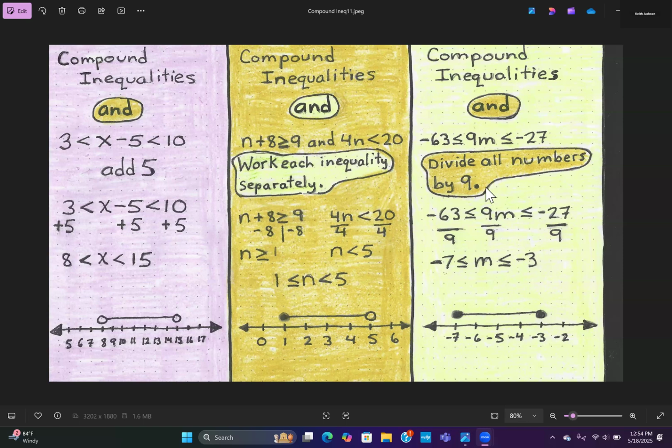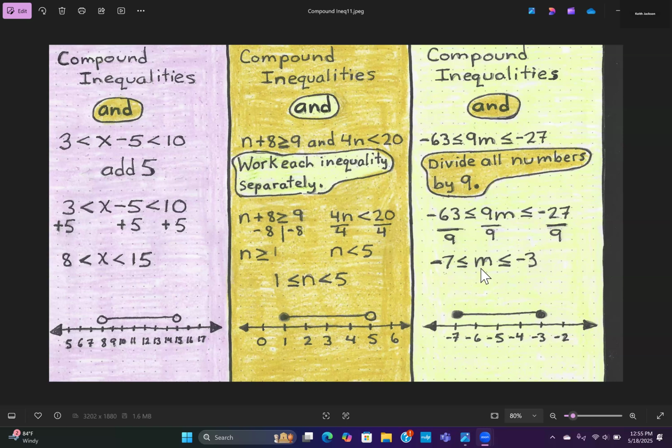In this case, we don't have to work each inequality separately, right? It would be better if we can just isolate the variable m right away by dividing all sides of this inequality by 9. The reason why we're dividing by 9 is because we want to get the m all by itself. So 9m divided by 9 would give us m, while negative 63 divided by 9 would give us negative 7, and negative 27 divided by 9 would give us negative 3.